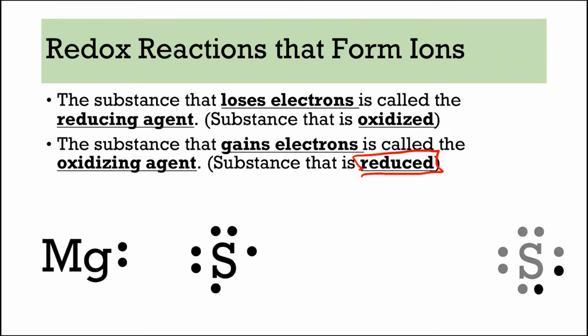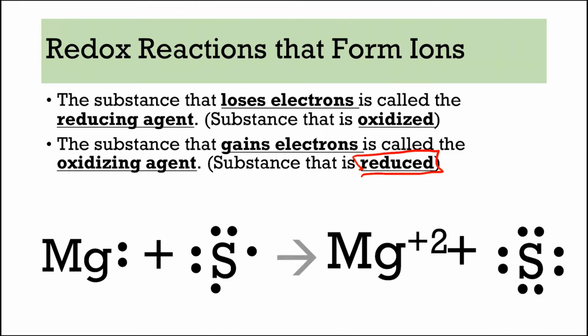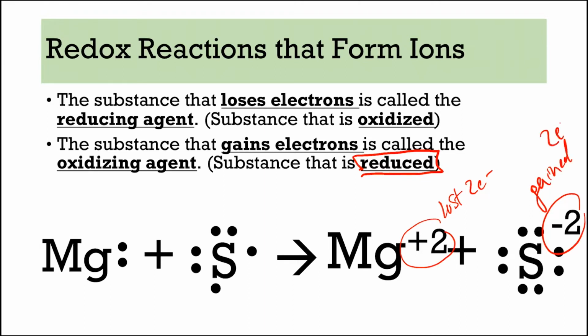If we look at this example, we have magnesium with 2 valence electrons, we have sulfur with 6, and we get a magnesium 2+ ion. Remember, this means it lost 2 electrons. This 2- means it gained 2 electrons. This kind of helps see it. So let's walk through this example in more detail.